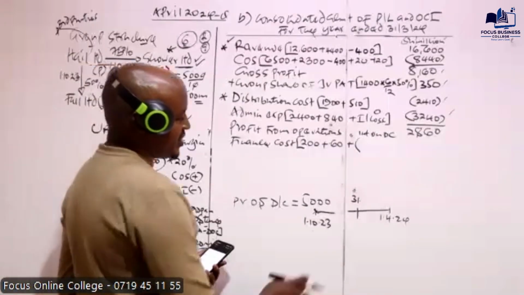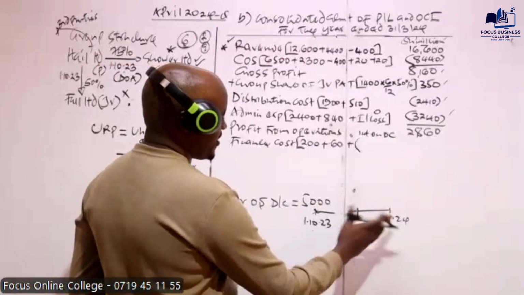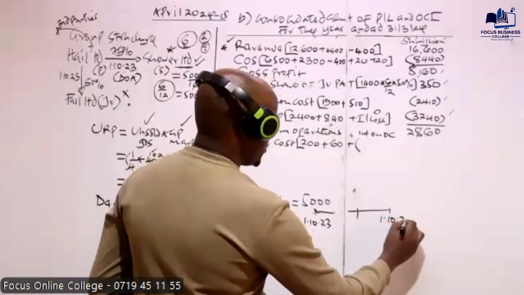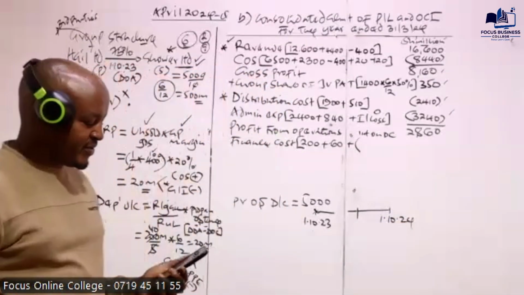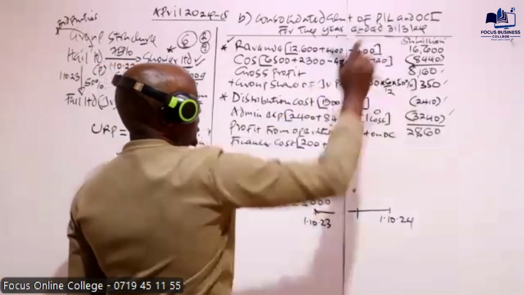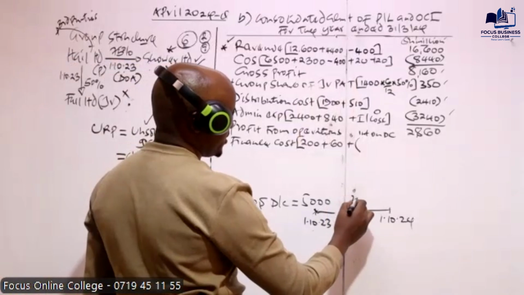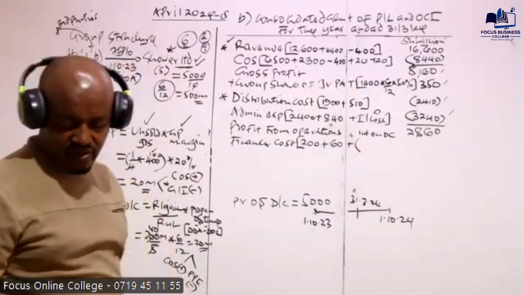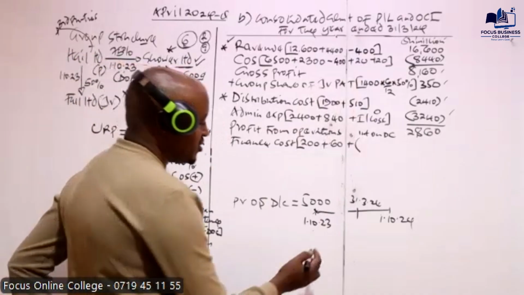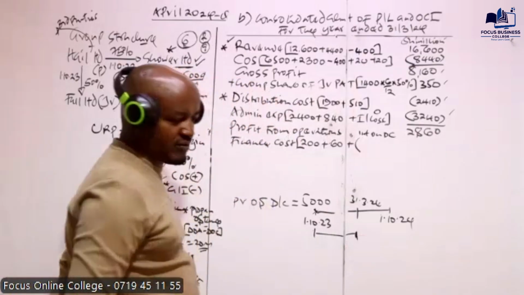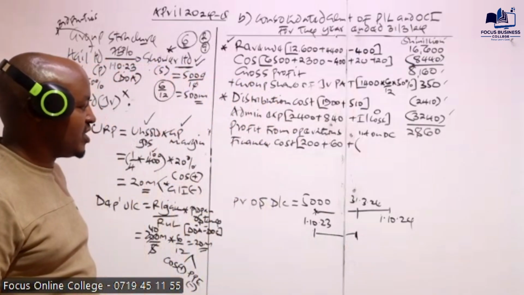Now, in our case, we know that this particular amount will be paid after 1 year. That is the 1st of October 2024. That is basically the information we have in paragraph 1. But when are we preparing the consolidated income statement? We are preparing that on 31st of March 2024. So what we need to do is to compute the interest from this date up to the date of consolidation.